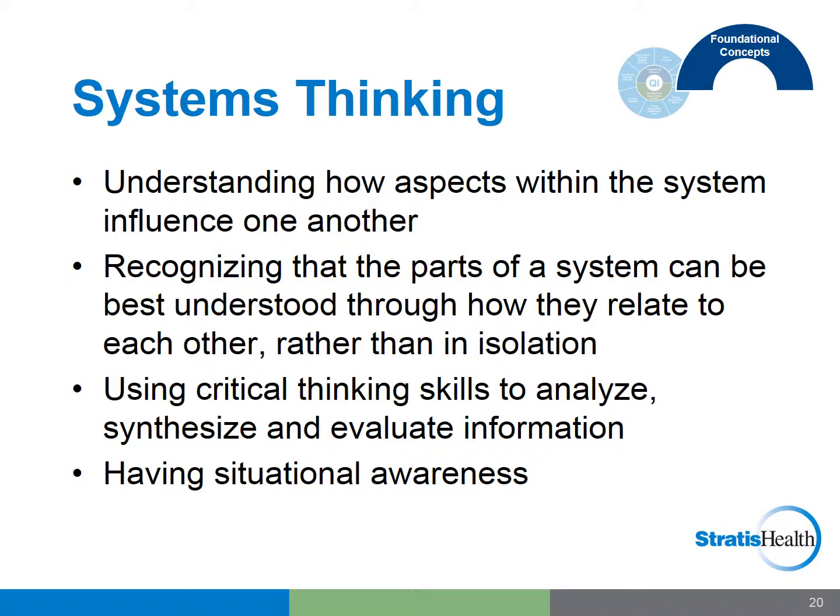Systems thinking requires situational awareness, which can be thought of as being able to predict what will happen to the system as a whole in response to an action or change in one part of the system, such as making changes to a specific process as part of your quality improvement work.